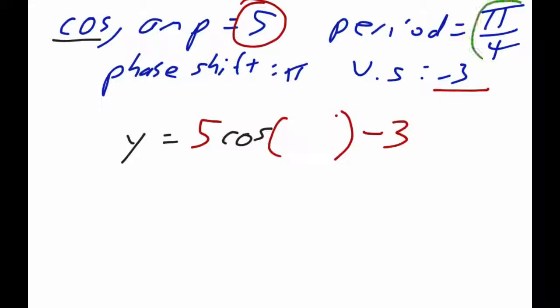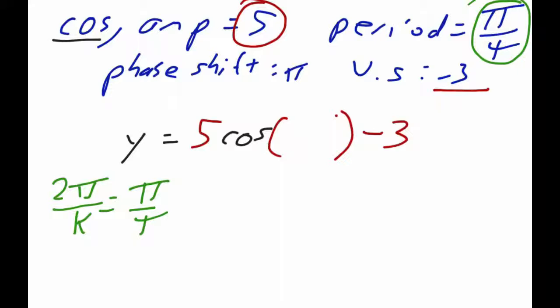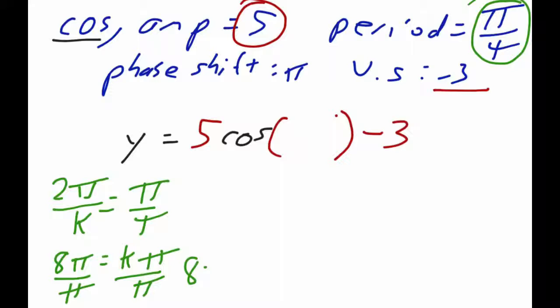Because the period is pi over 4, 2 pi over k equals pi over 4. When we cross multiply, we get 8 pi equals k pi. And when I divide both sides by pi, we get 8 equals k. So normally inside the parentheses is k theta plus c.